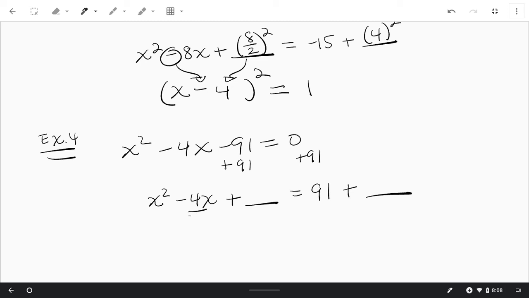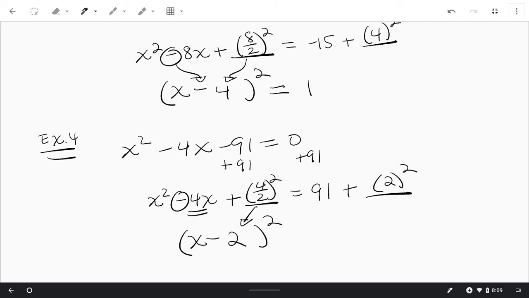So I'm going to take half of 4 and square it. Half of 4 is 2. And so again, this factors out nicely to the square of a binomial. So I'm going to have x here. Again, I use this sign, and I use the number inside here, which is 2. And on this side, I get 95.